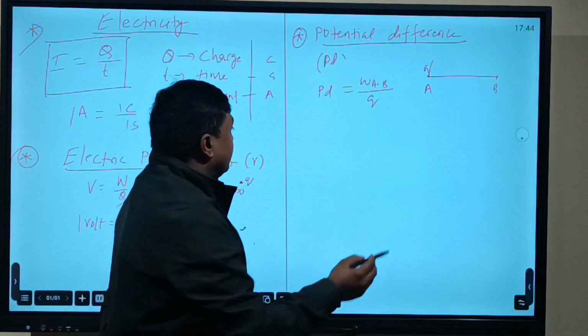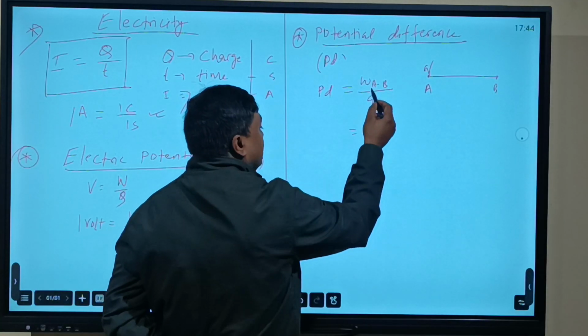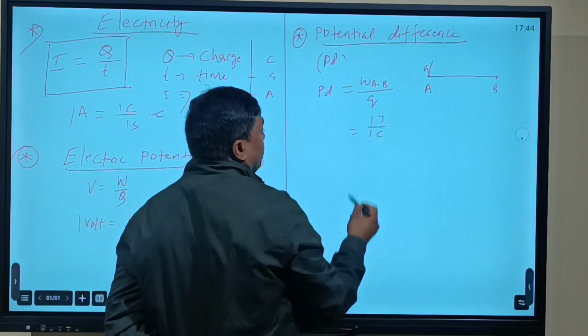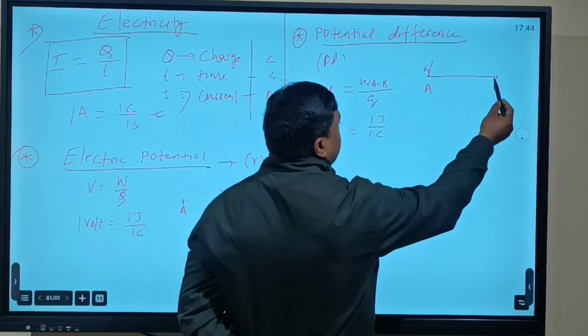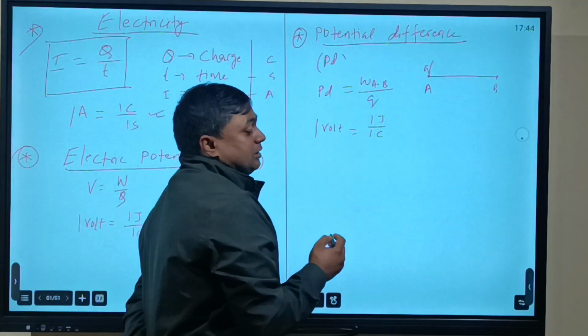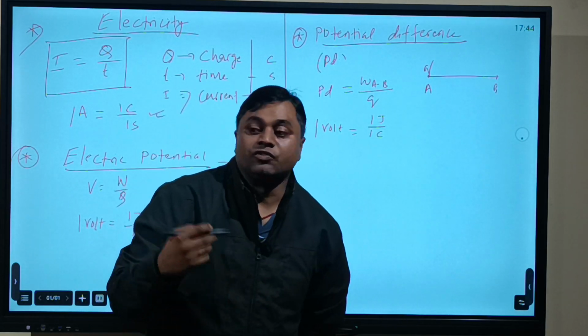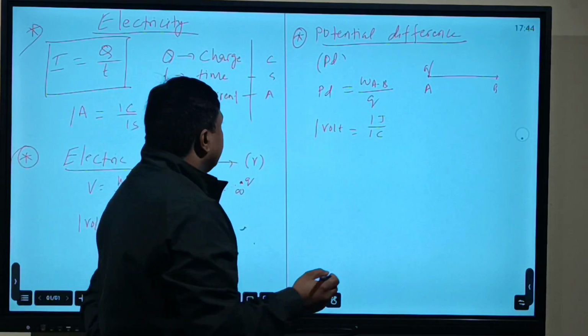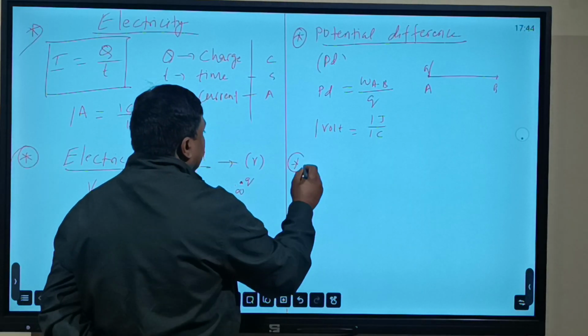Okay now, here the amount of work done, SI unit is what? Joule only. If 1 joule of work is done to bring 1 coulomb of charge from one point to other point, then potential difference is also said to be 1 volt. So SI unit of potential and potential difference is same. Is it clear?